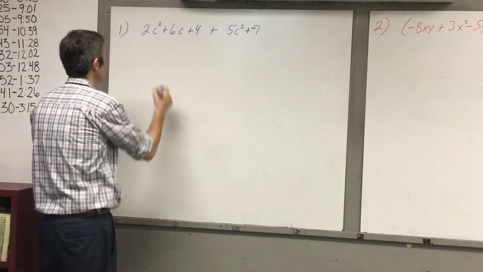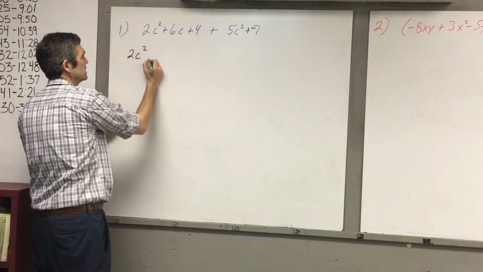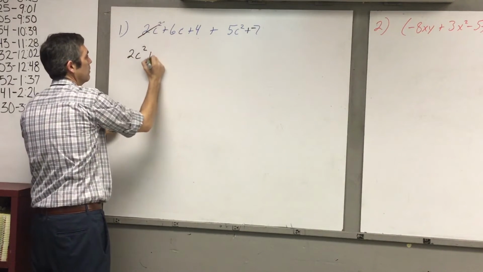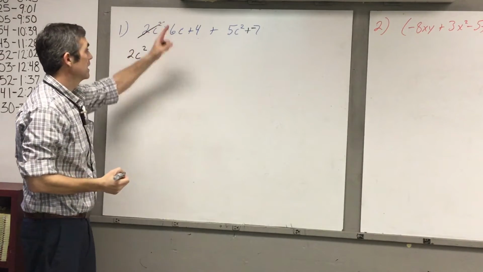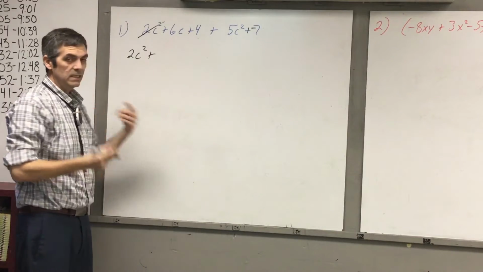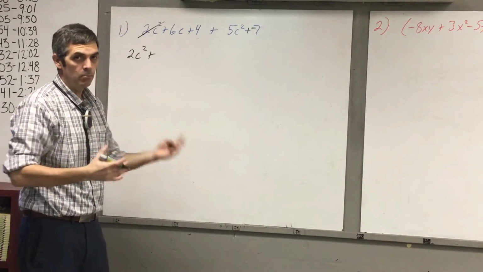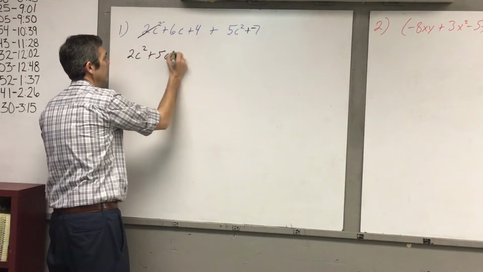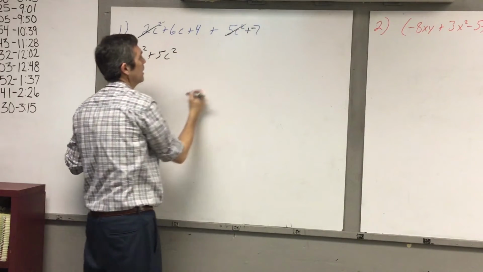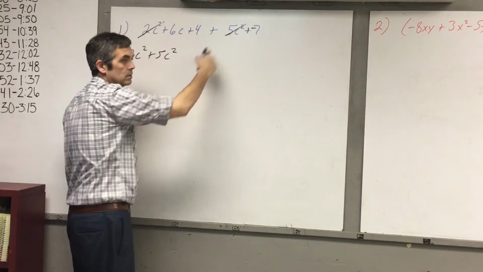We're going to rearrange. So we have 2c to the second plus, and notice what I just did right there. I crossed that out. It makes it easier to recognize which ones I've already moved and which ones I haven't. So 2c to the second plus 5c to the second. And remember, this goes with this, okay?